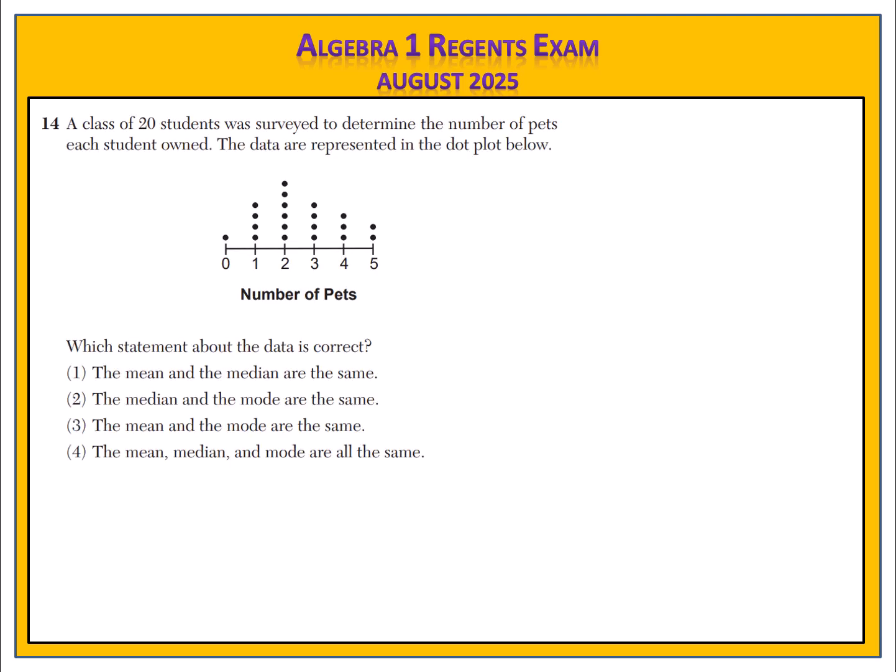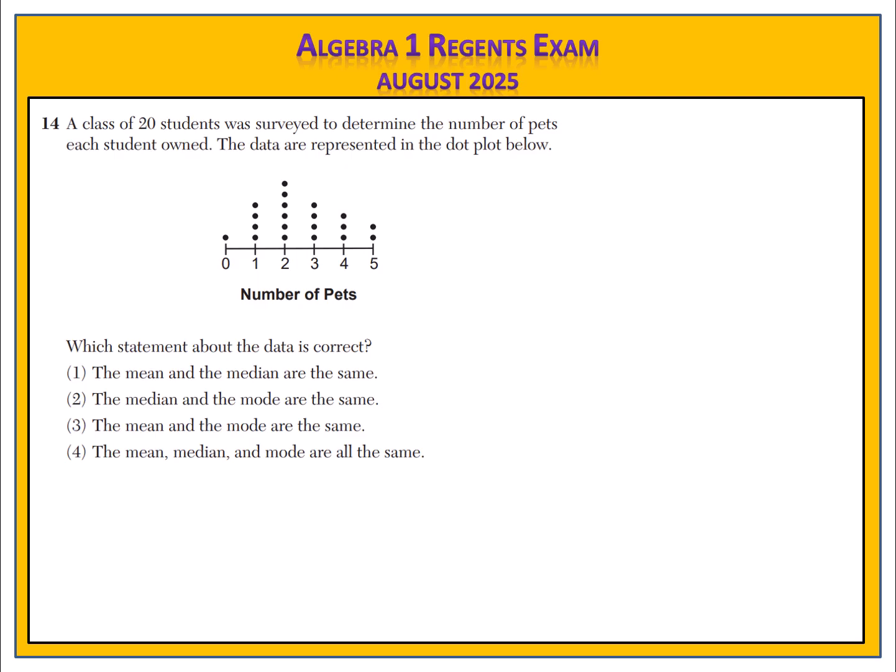Problem 14. A class of 20 students was surveyed to determine the number of pets each student owned. The data are represented in the dot plot below. You'll notice the dot plot has numbers along the bottom and then dots up above them. The dots represent how many students have that corresponding number of pets. The 1 dot above 0 means 1 student had 0 pets. The 4 dots above the number 1 means 4 students had 1 pet, and so on and so forth.